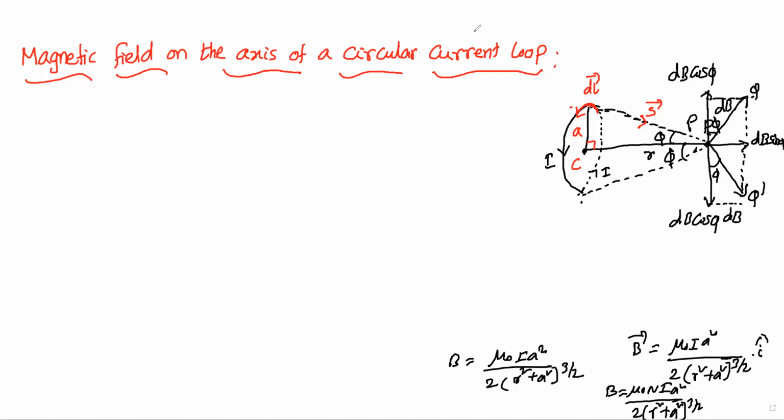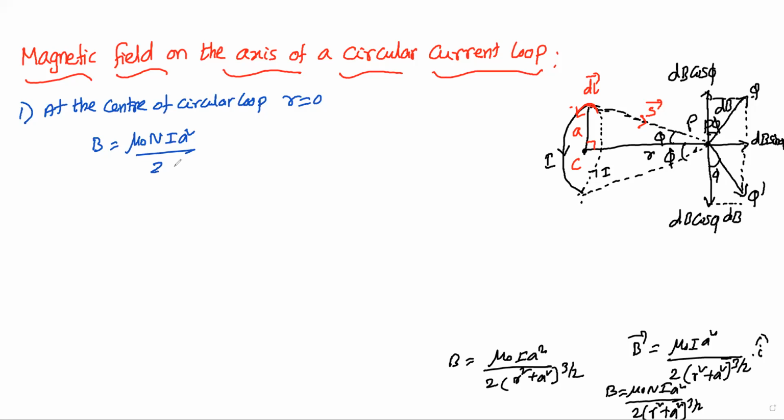Now, there are the special cases. We can see special case 1, at the center of a circular loop. At the center of a circular loop, R is equal to 0. Once we substitute, B is equal to mu naught N i A square by 2A cube. That is equal to mu naught N i by 2A, or B is equal to mu naught N i a by 2 pi A cube, where a is equal to pi A square.